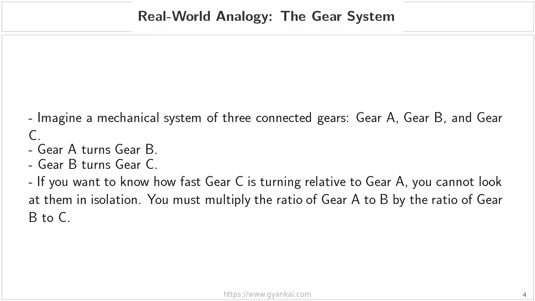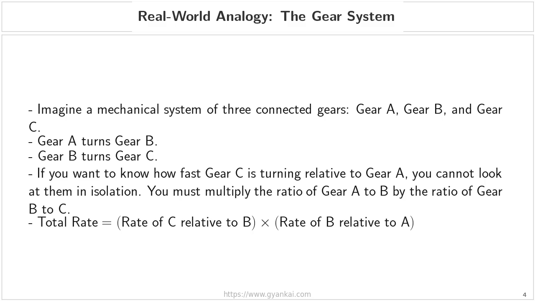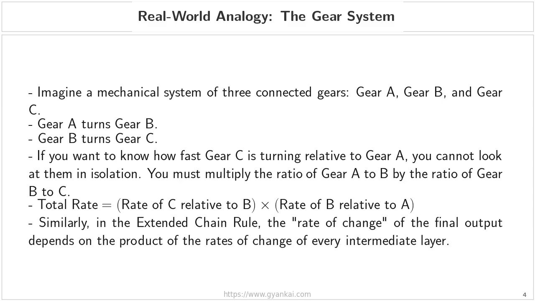Instead, you must multiply the ratio of Gear A to Gear B by the ratio of Gear B to Gear C. In other words, the total rate is equal to the rate of C relative to B, multiplied by the rate of B relative to A. Similarly, in the extended chain rule, the rate of change of the final output depends entirely on the product of the rates of change of every intermediate layer we discussed in the previous slides. With this conceptual understanding in place, let us move forward to a worked example to see how this logic is applied to a mathematical function.